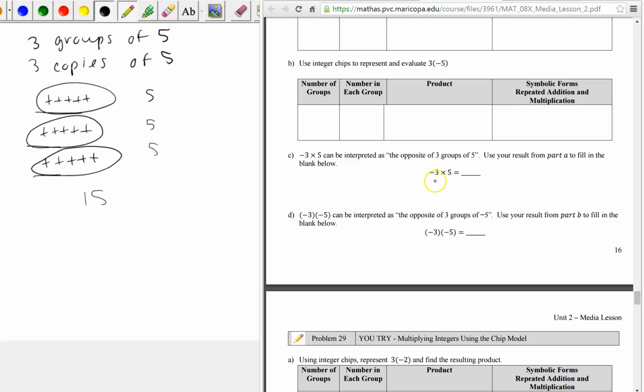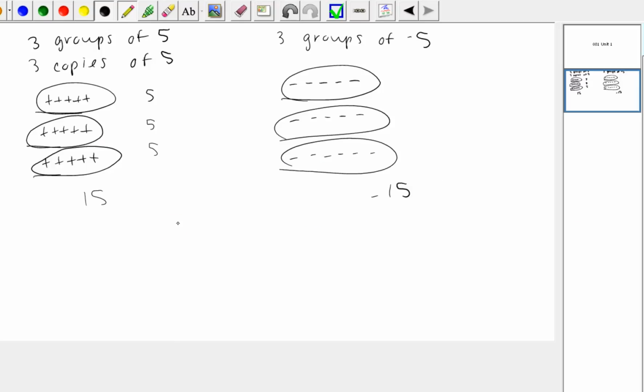So if we think of negative 3 times 5 as the opposite of 3 copies of 5, they could take this result and just flip all the chips, and they'd have 15 negative chips. Okay. Here, negative 3 times negative 5 would be the opposite of 3 groups of negative 5. Flipping all of these chips would give us positive 15.